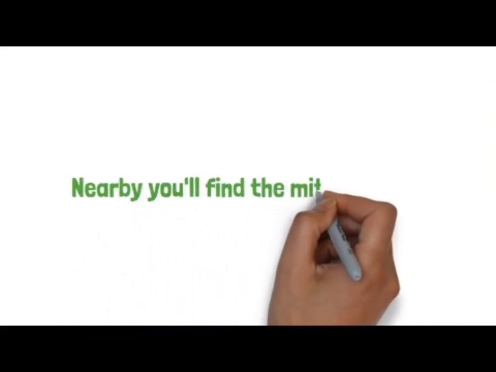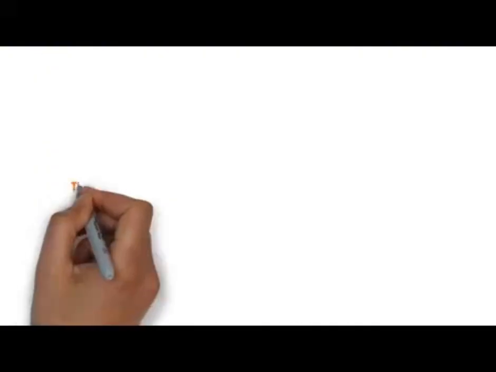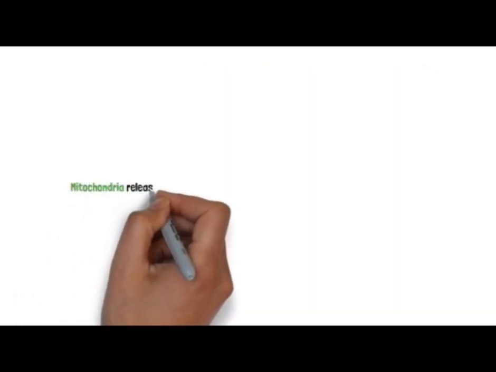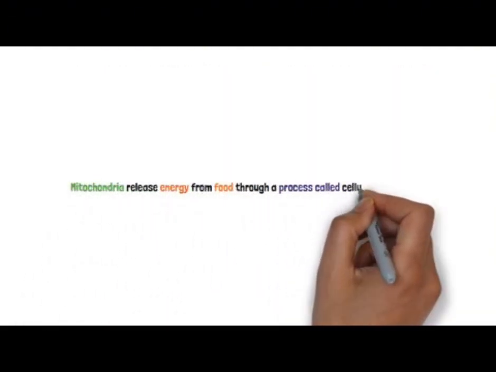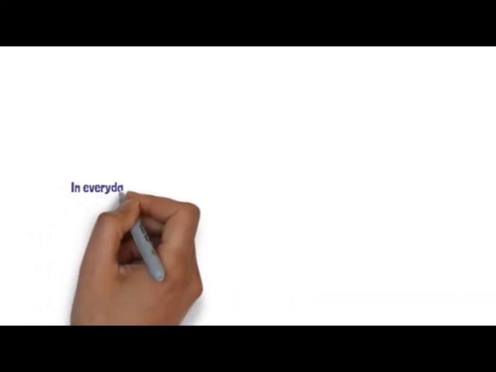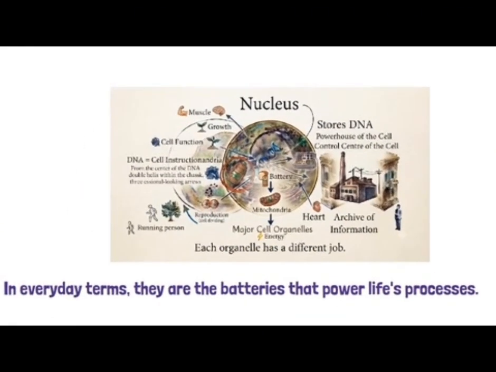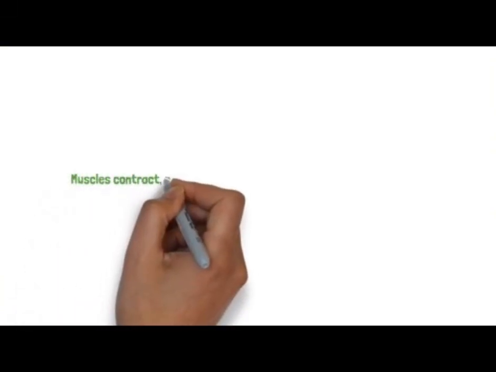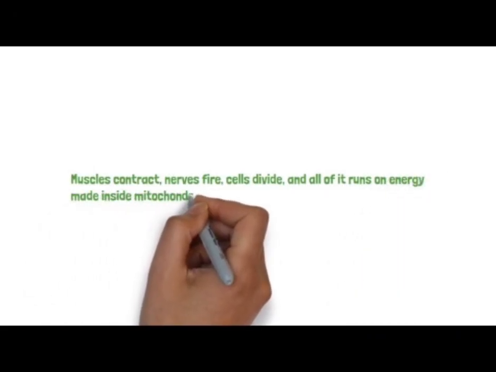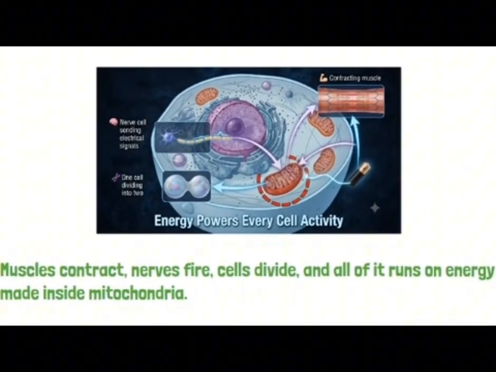Nearby, you'll find the mitochondria. These are often called the powerhouses of the cell, and for good reason. Mitochondria release energy from food through a process called cellular respiration. In everyday terms, they are the batteries that power life's processes. Muscles contract, nerves fire, cells divide, and all of it runs on energy made inside mitochondria.